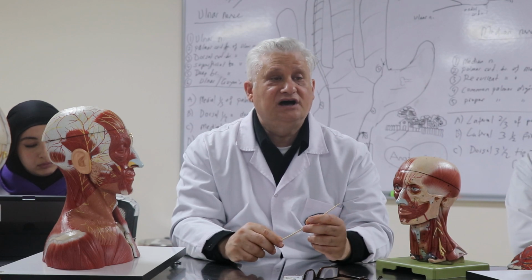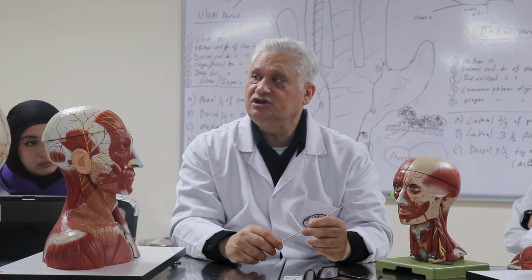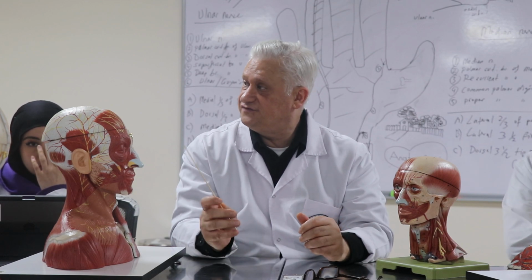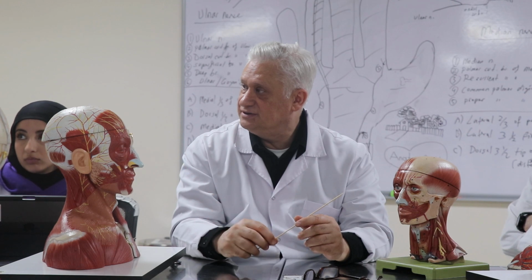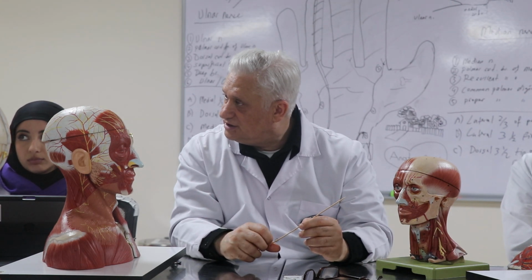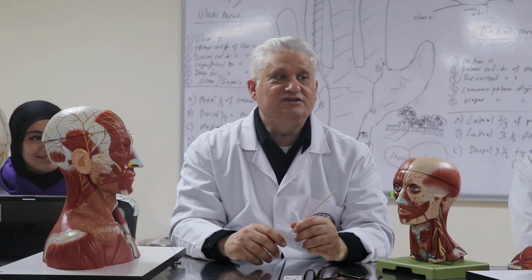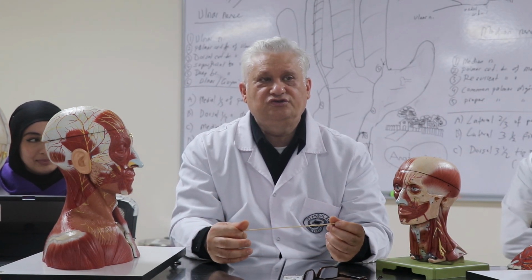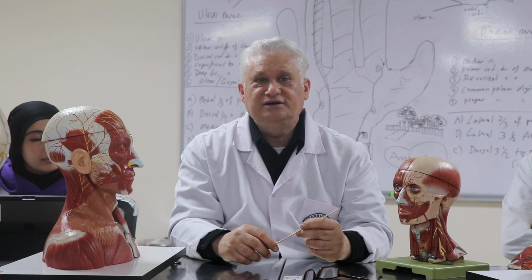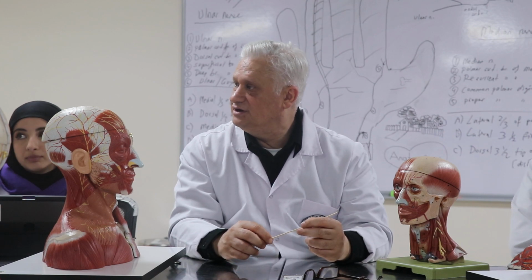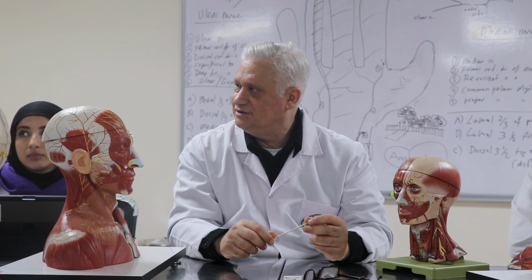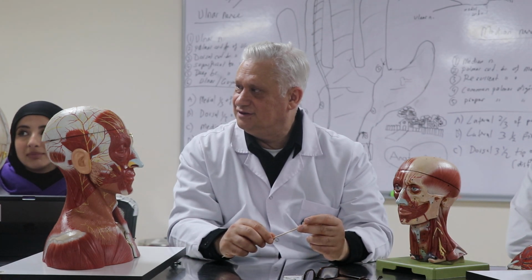We have the nasolabial fold. That is done by, say it. Levator labii superioris alaeque nasi. Okay, levator labii superioris alaeque nasi, right? And what else do we have? And then we have the radial lip line. Or chin line in there.